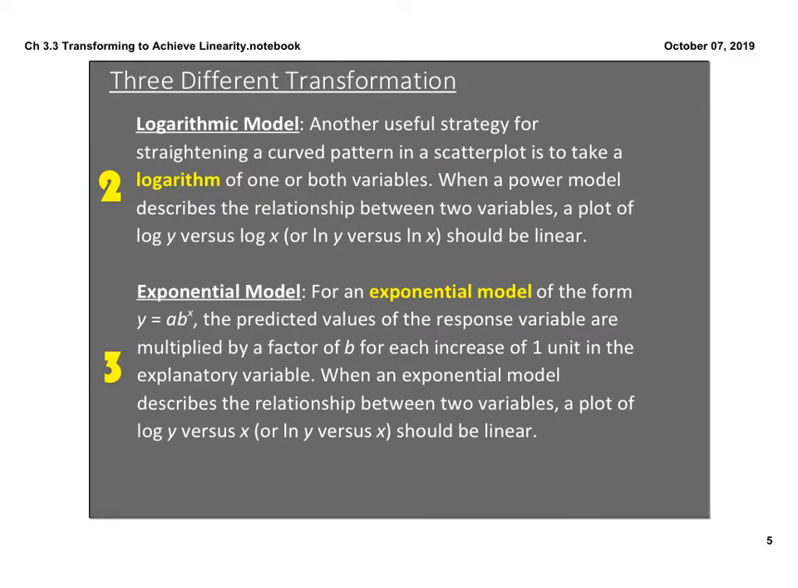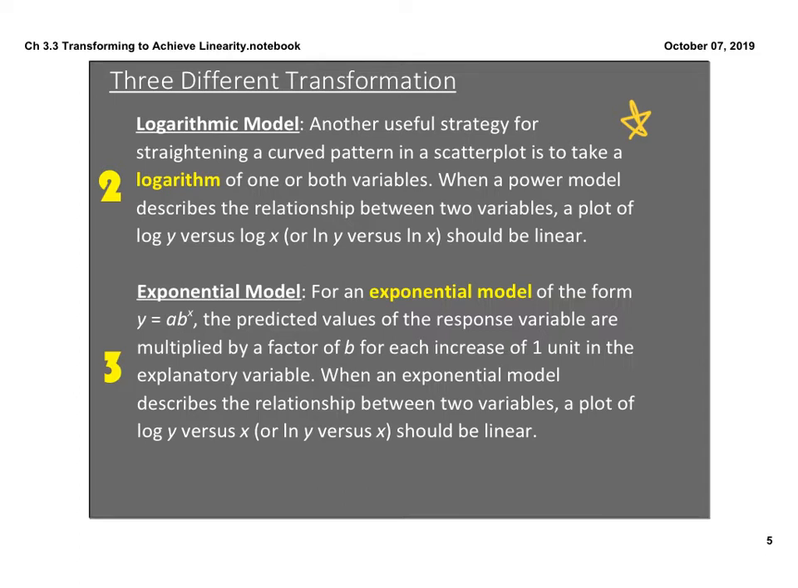So number two is a logarithmic model. Another useful strategy for straightening a curved pattern in a scatter plot is to take the logarithm of one or both of the variables. When a power model describes the relationship between two variables, a plot of log y versus log x, or ln y versus ln x, should be linear. Okay, so this is the one that we're going to be using. We're going to take the logarithm model more often than the other two.